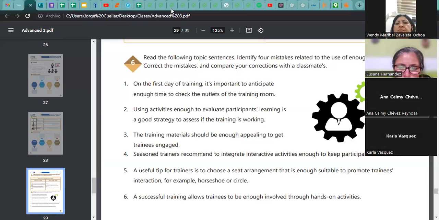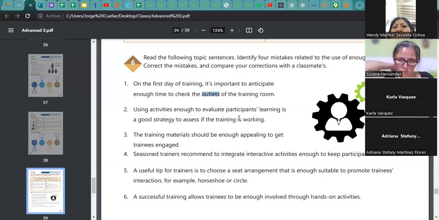Okay, so let's check together. Who wants to check the number one? The first day of training is to anticipate enough time. The first one is okay, enough, right, plus noun. Is the right one? It's okay. Perfect, that is good. The first one is correct, no mistake. So on the first day of training, it's important to anticipate enough time to check the outlets on the training.